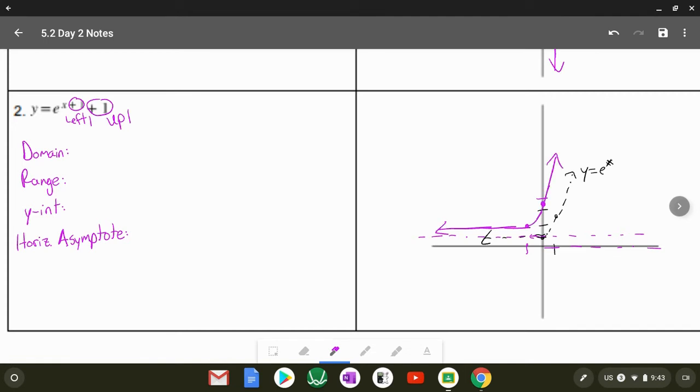So we graph this. There's our graph. Looks nice. Our domain, remember, is always going to be negative infinity to infinity. The range, this time because our asymptote went up 1, it's got to go from that asymptote, which is 1, up to positive infinity. The horizontal asymptote we just said was y equals 1.